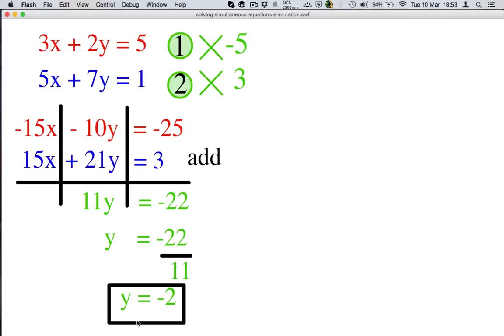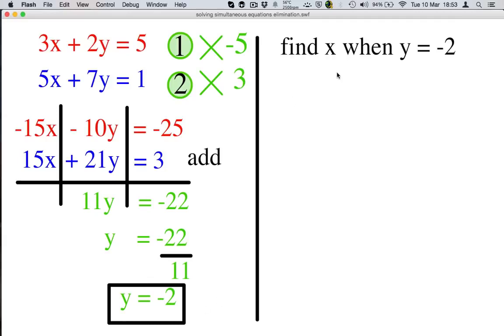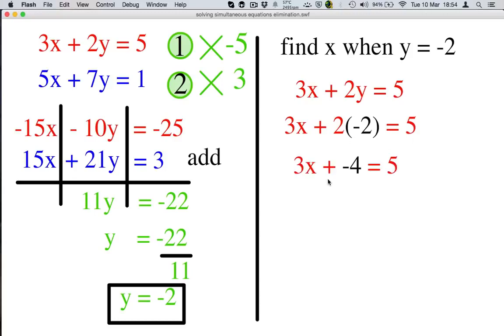Okay, now we've found y, we need to find x. So, find x when y is negative 2. Let's take our first equation in red, substitute y is negative 2 into it. So wherever we see y, we write negative 2. So 3x plus 2 times negative 2 equals 5. That gives me 3x plus negative 4 equals 5. 3x equals 9 if we remove that negative 4. And then we divide both sides by 3, x equals 3.